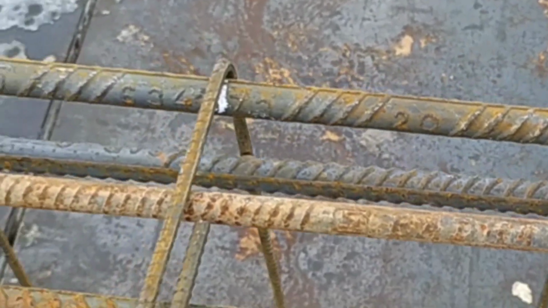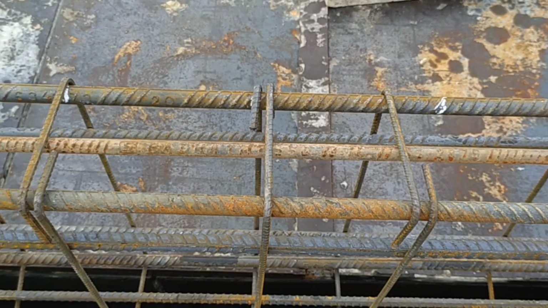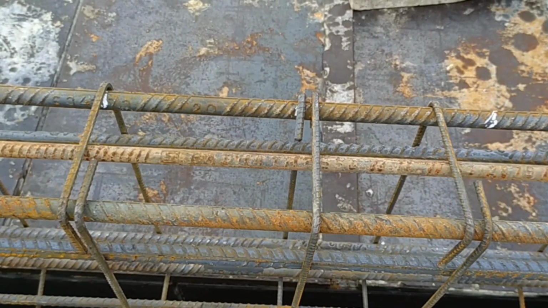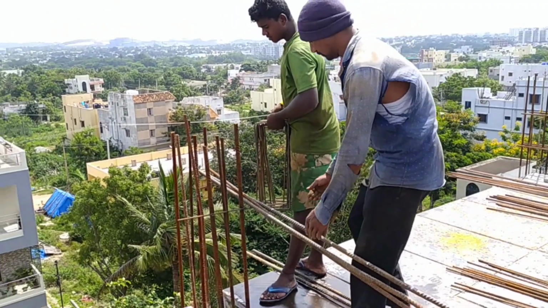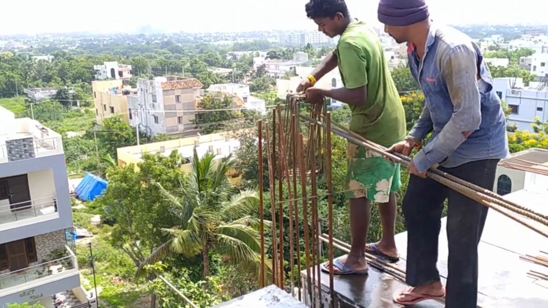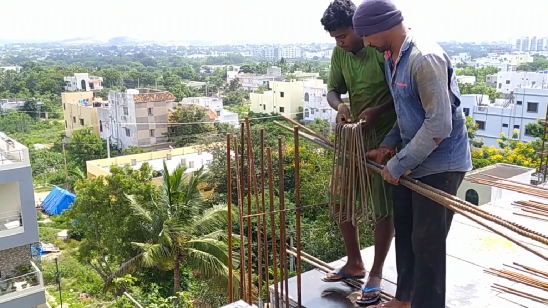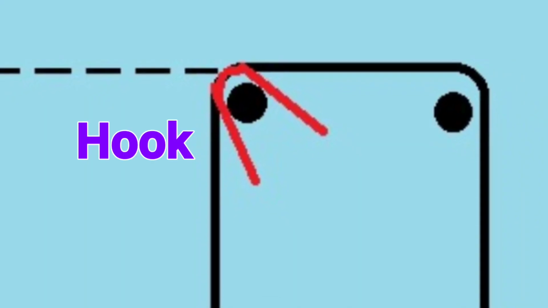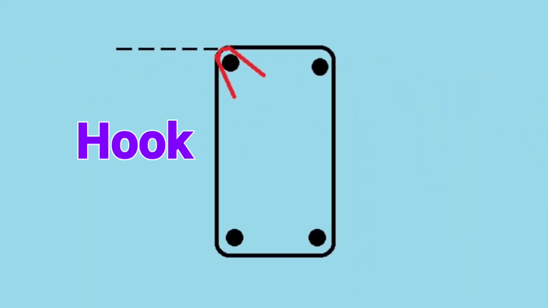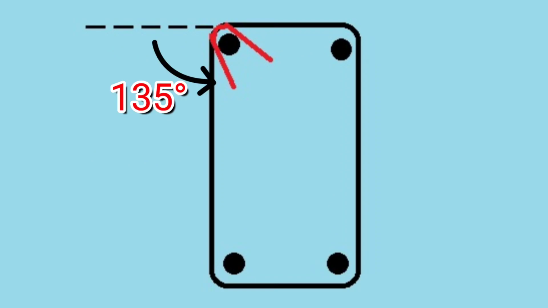This is done so that all the binded joints of the stirrups do not be in one line where load is acting. Then, the stirrups are placed such that the top reinforcement rods are inside the stirrups. The hook of the stirrups should be provided with an angle of 135 degree.